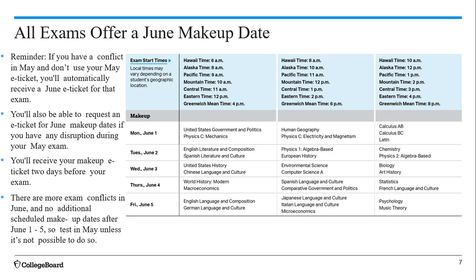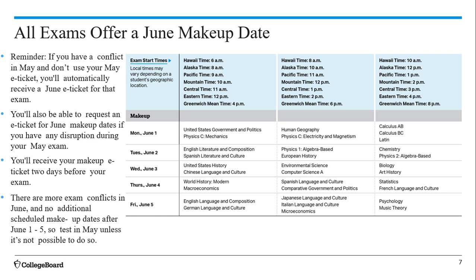Okay, now makeup dates. Remember, if you have a conflict in May and you don't use your May e-ticket, you will automatically receive a June ticket for that exam. So that's kind of nice. If you miss it, if you wake up late, which is a really bad thing to do, you'll also be able to request a ticket for the June makeup dates. If you have any disruption during your May exam.